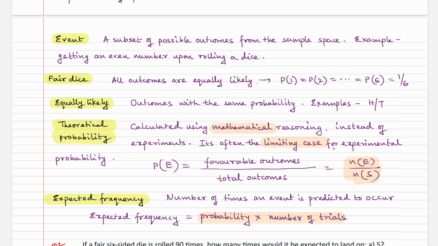What do I mean by this last statement? It is often the limiting case for experimental probability. By that I mean, whenever we do experiments, real life errors kick in. If we theoretically do infinite rolls in an experiment, then we would get closer to the theoretical probability. Whatever happens in real life is the experimental probability.